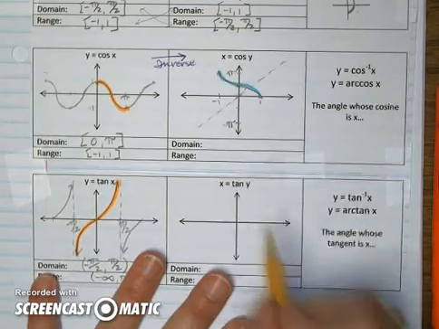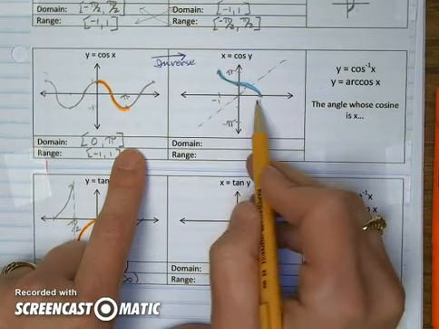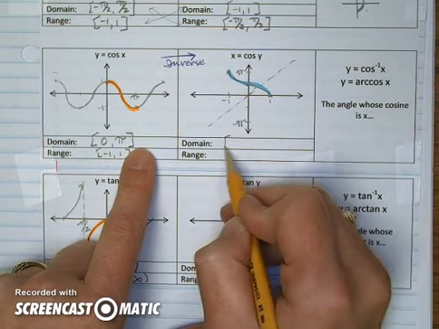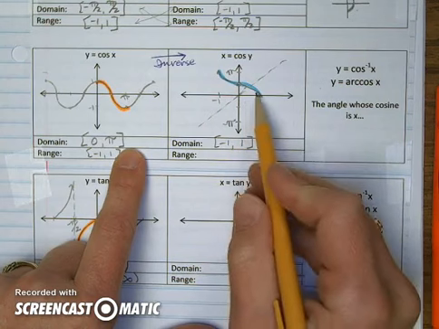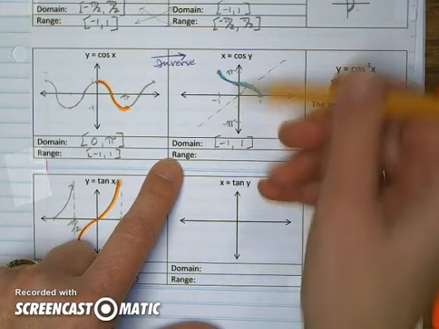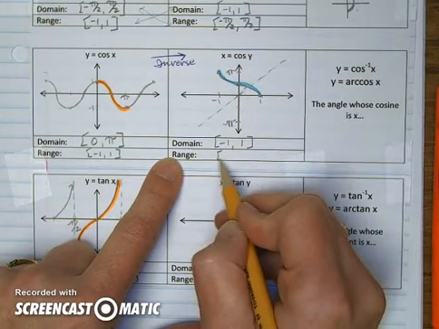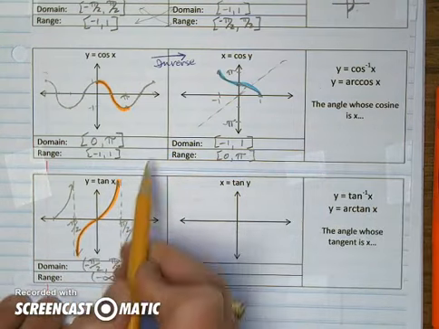Here, let's look at the domain and the range. The domain for this graph is between -1 and 1, and it includes them for the cosine. The range goes from 0 to pi. So these have been flipped.